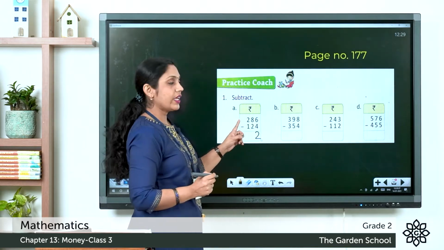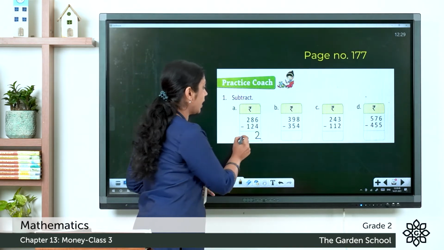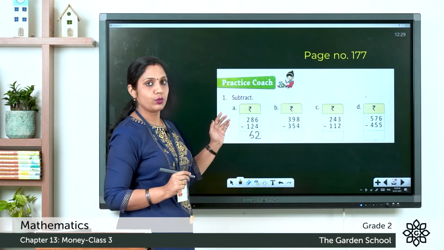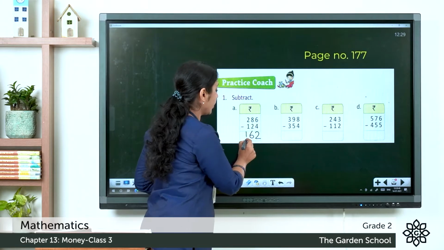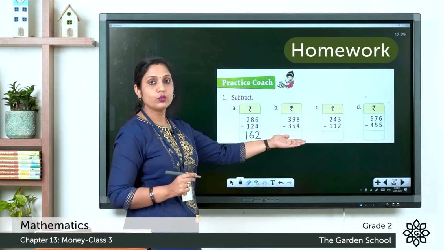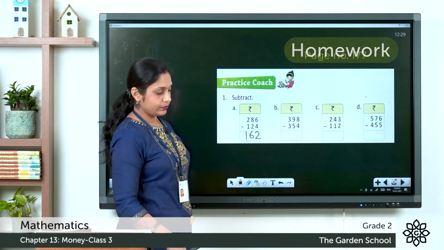In the tens place we have 8 minus 2, that is 6. And in the hundreds place we have 2 minus 1 and that is 1. So we get the answer 162. Similarly, you can do the rest of this exercise.